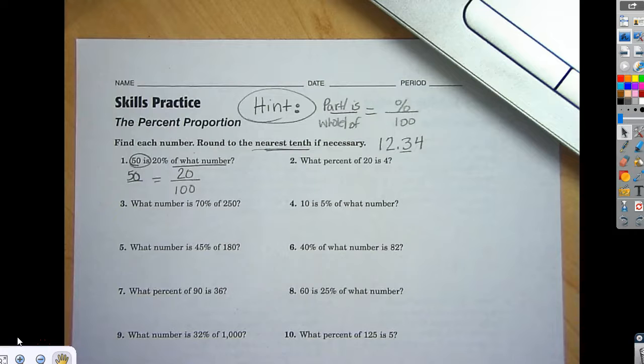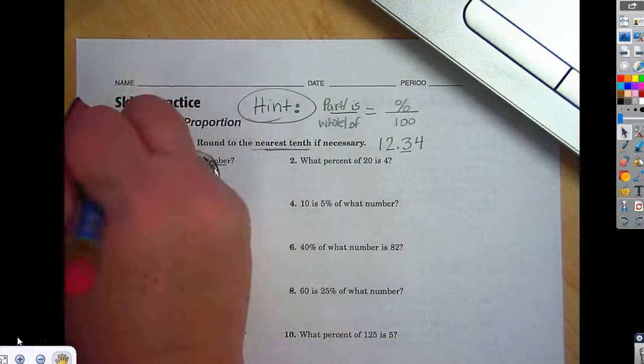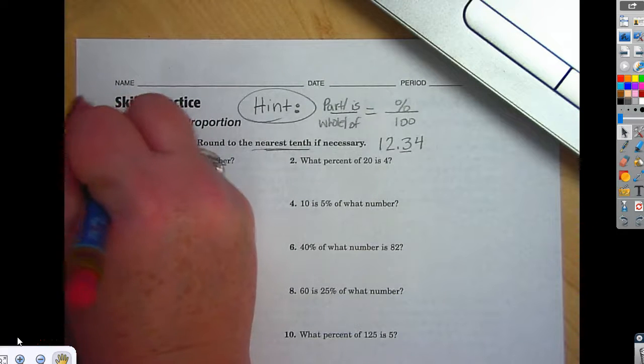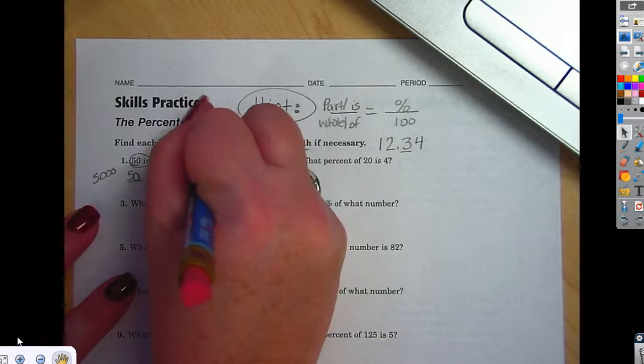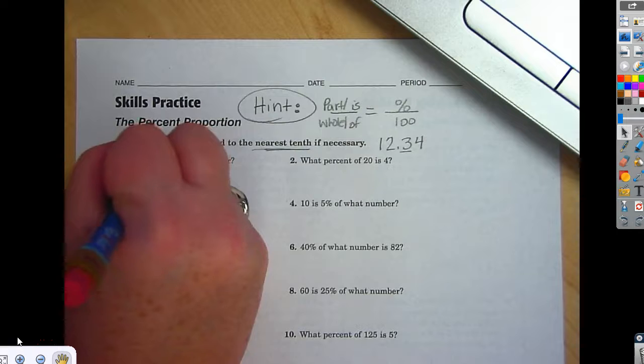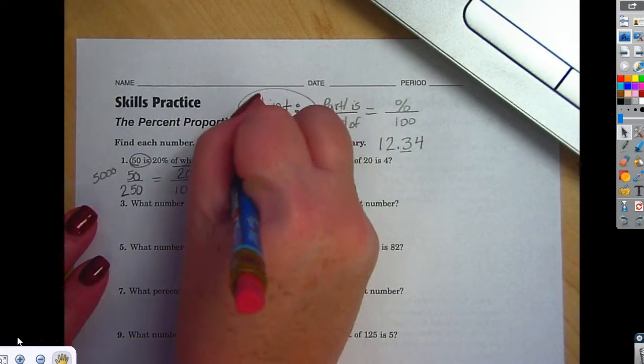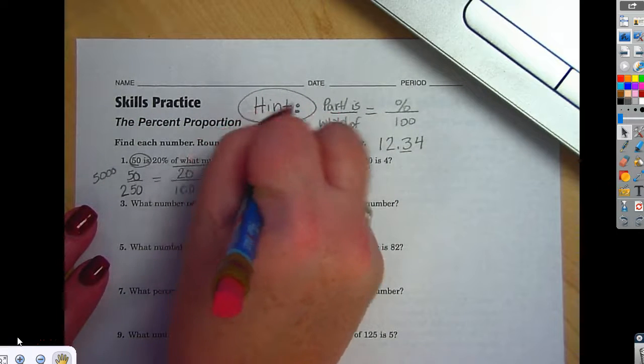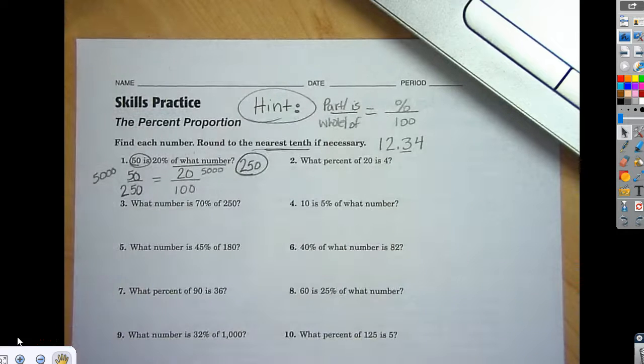And then you can solve that. 100 times 50 is 5,000. 5,000 divided by 20. 250. And then write your answer over there and circle it. And remember, if it's a percent, it has to have a percent sign.